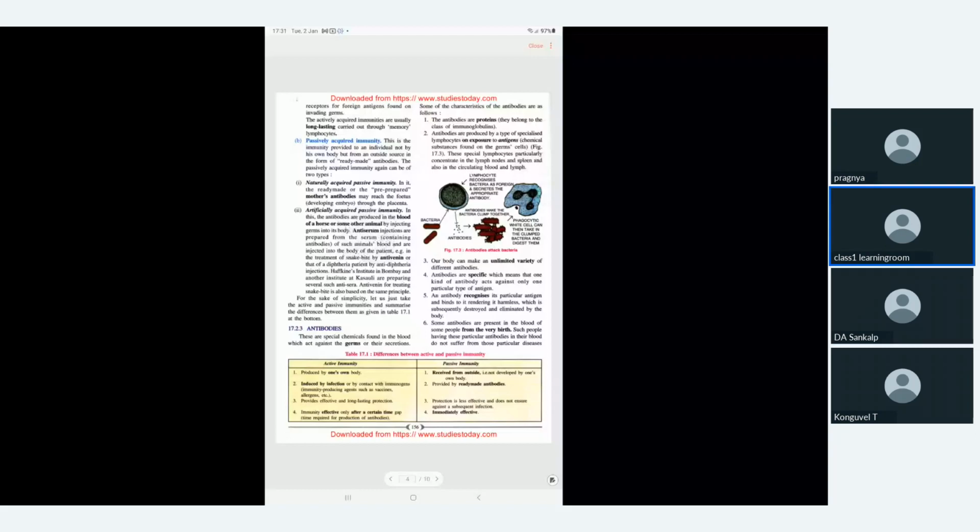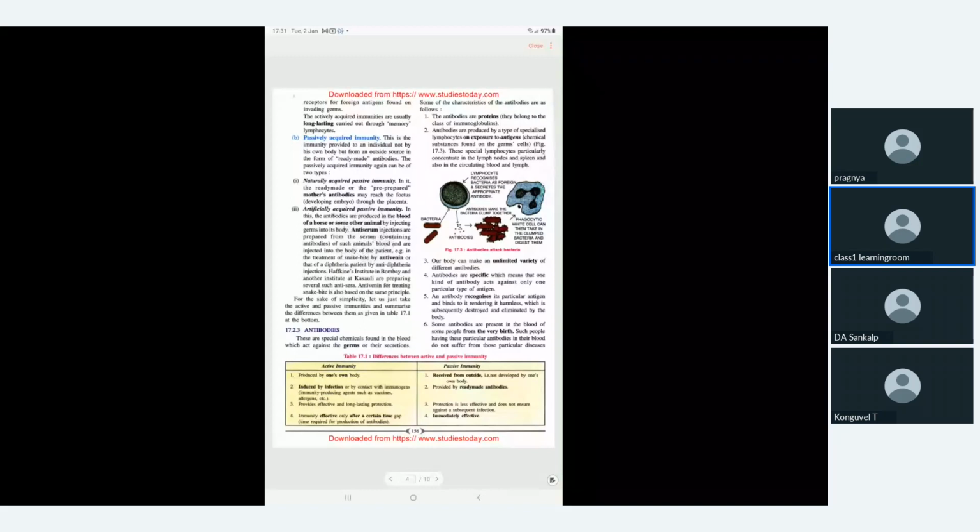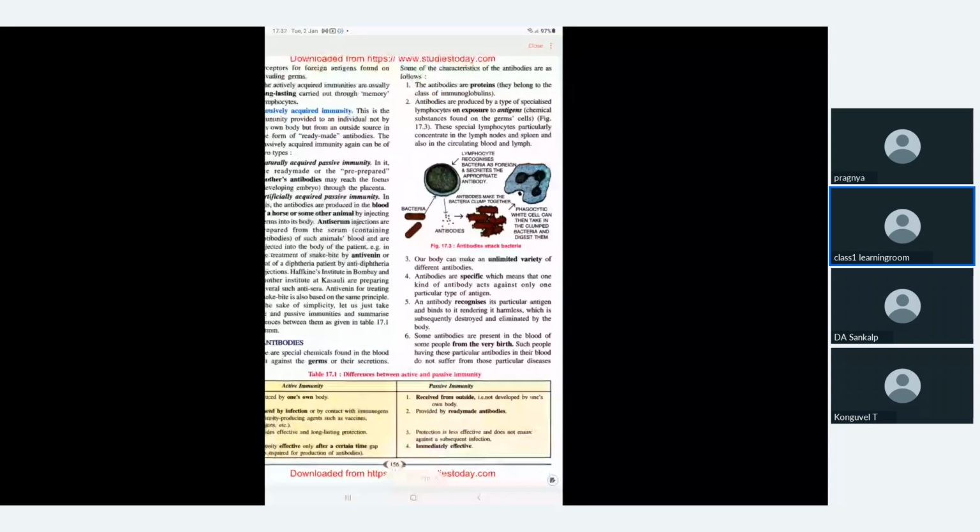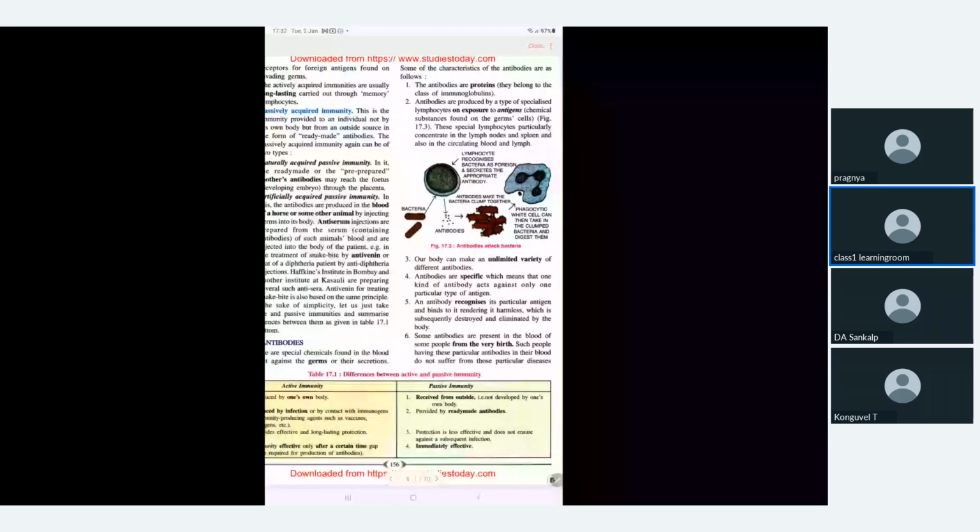Fine. So look at the general characteristics of antibodies. They are proteins, of course, and a class of immunoglobulins, and they are produced by lymphocytes on exposure to antigens. Where are they present in our body? In our blood, lymph nodes, spleen, etc.